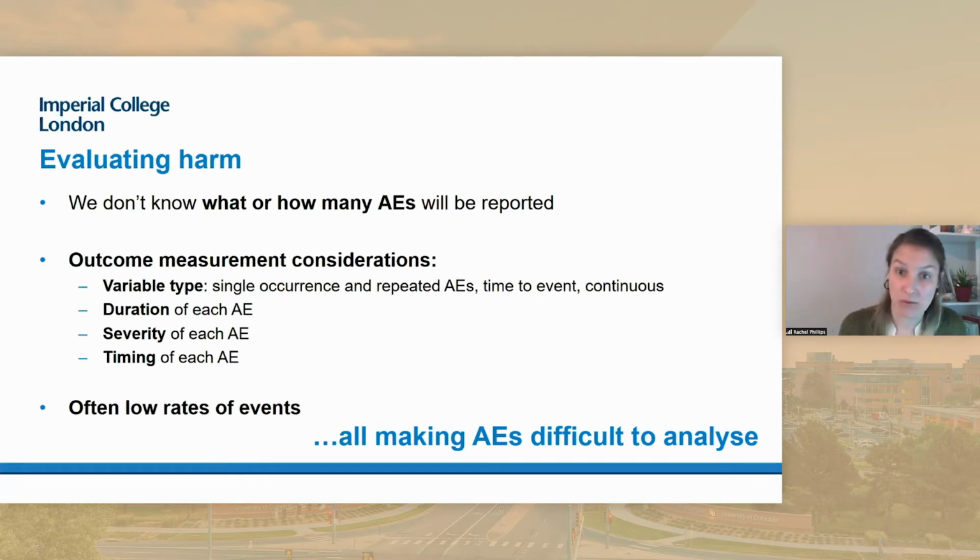Unlike our efficacy outcomes, which are well defined and limited in number from design, we don't know what or how many of these adverse events will be experienced. We also collect additional information on the severity of these events, the timing, how long they lasted, and whether they were repeat occurrences of these. On top of this, many of these events are going to be occurring at very low rates. So if you think about all of that, analysis is not going to be straightforward. So what do we actually do?